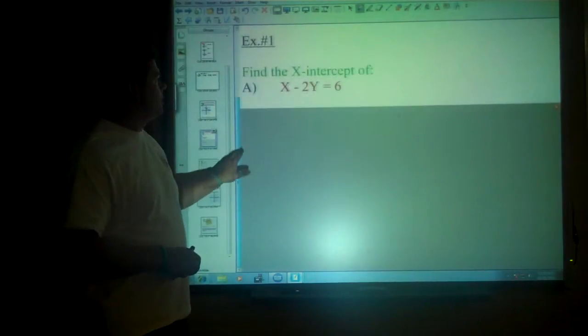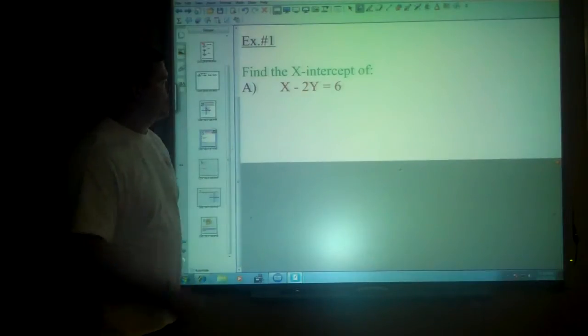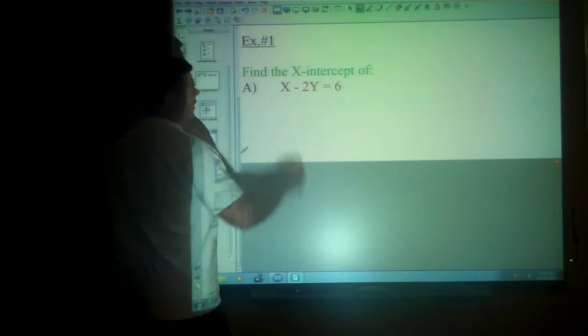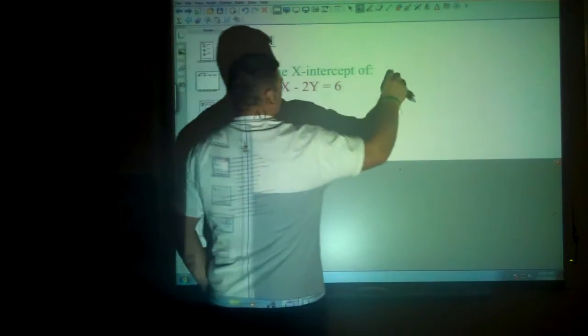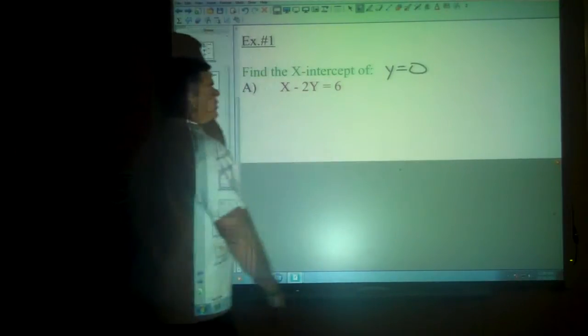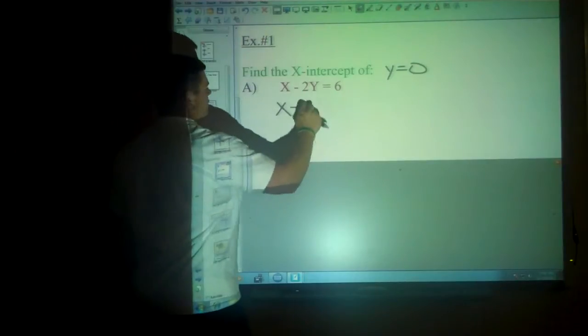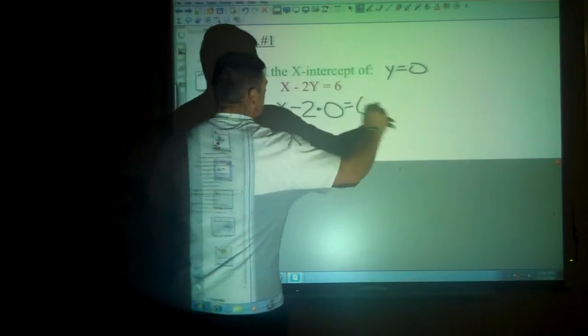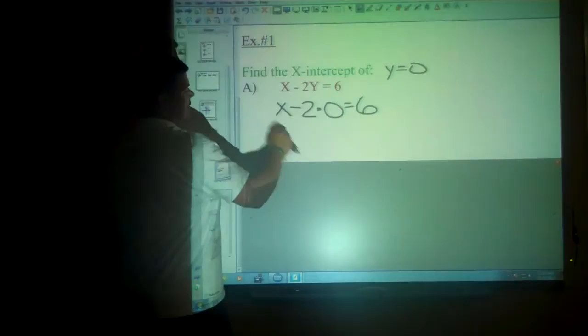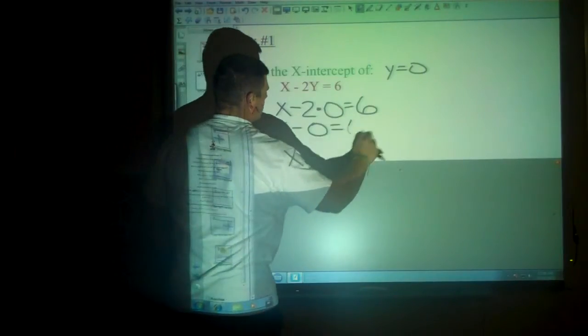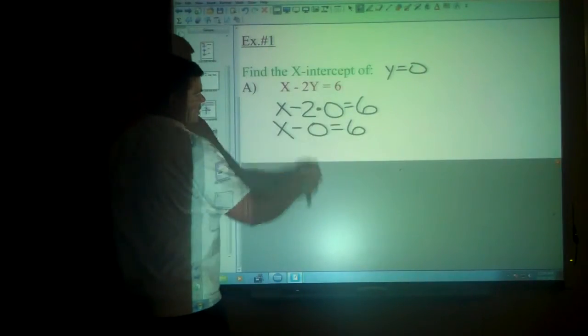Find the x-intercept of x minus 2y equals 6. When we want to find the x-intercept, that means that y is going to equal zero. So that's what we must put in for the y. You now have x minus 2 times 0 is equal to 6, which means x minus 0 is equal to 6, and x minus 0 is just x.